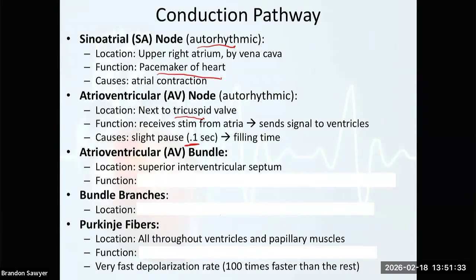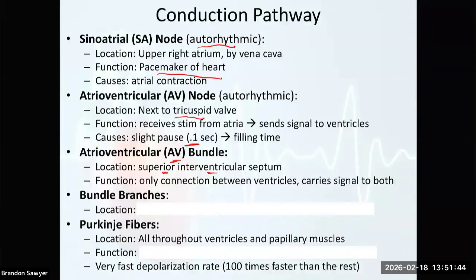But on the way, it's going to go through the AV bundle. This is the top part of the interventricular septum, the wall of tissue between the two ventricles. The AV bundles are at the top of that. And then from there, it branches into two to go to the right side of the heart and the left side of the heart. Those are the bundle branches. These are in the interventricular septum, but there are two parts to it, one on one edge of the septum and one on the other edge of the septum.